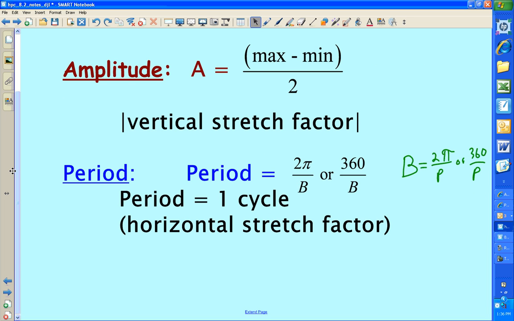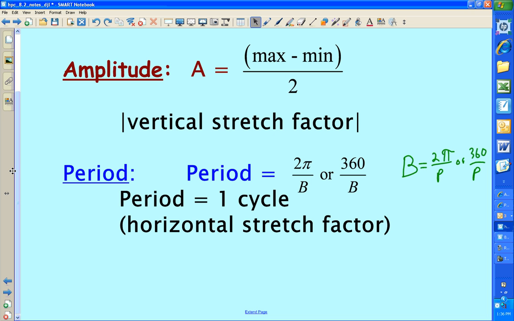Your period is how long it takes a graph to repeat. How long horizontally does it take for the graph to repeat? A period is 1 cycle, and remember, B is your horizontal stretch factor. The period will be 2 pi divided by B, or 360 divided by B, whichever one you're given. If you're in radians, it's 2 pi. If you're in degrees, it's 360.